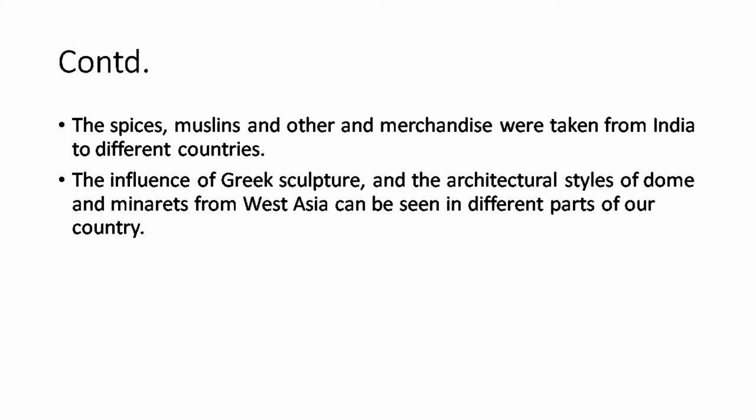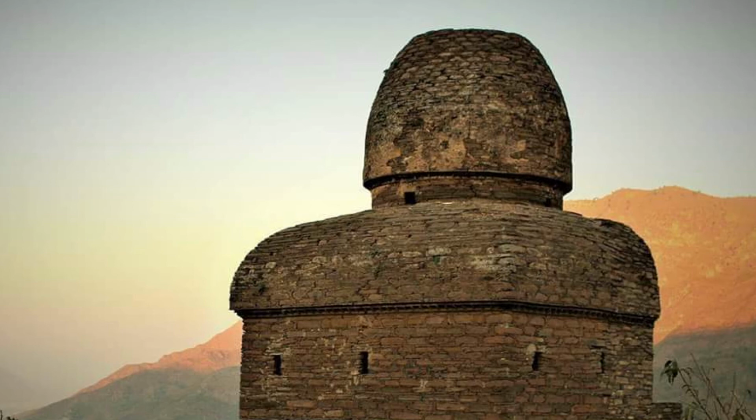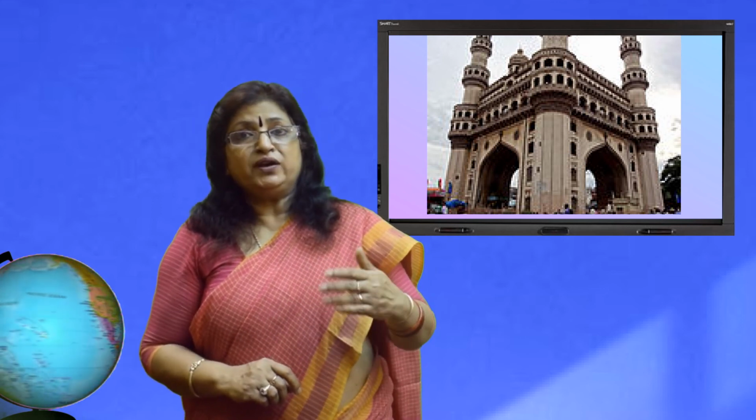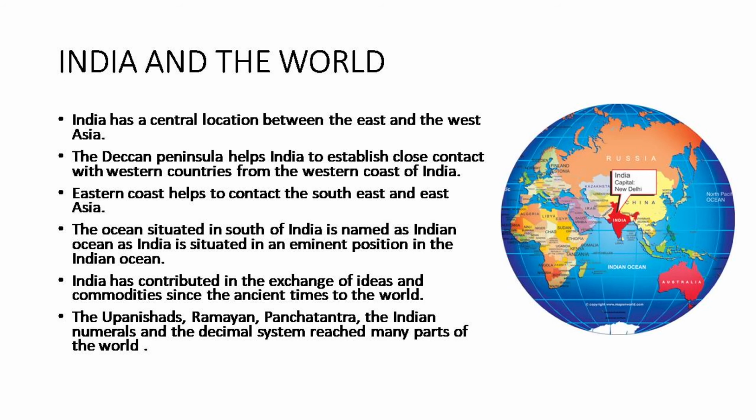For example, you could see the notable Greek sculpture that was adopted in a country called India. If you watch the Taj Mahal, the dome structure, and the minarets in Charminar, those were adopted from Greek sculpture. So when our people went for trading to other countries, they not only sold their product, they brought a lot of culture, a lot of ideas to our country called India. So here we came to know about India and its relationship with the world, mostly in the field of trade and commerce.